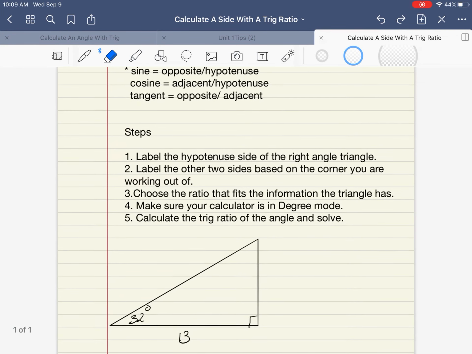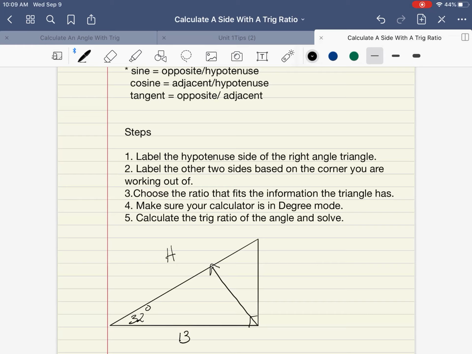So again, step 1, just like in the last video, label the hypotenuse side of the right angle triangle because it is always going to be opposite the 90. So we go right across. There's my hypotenuse. I'm just going to put H there.